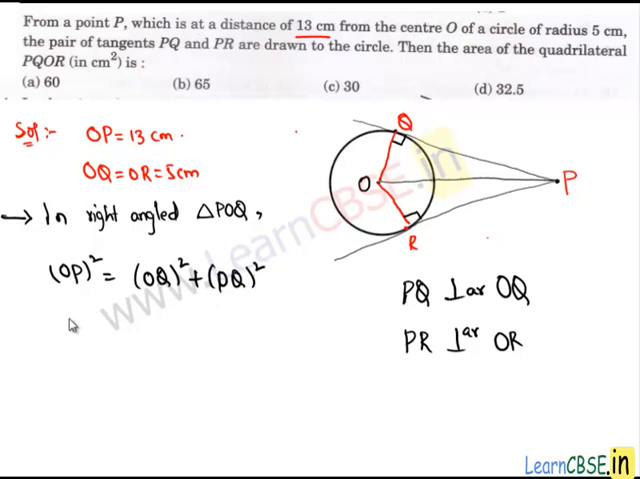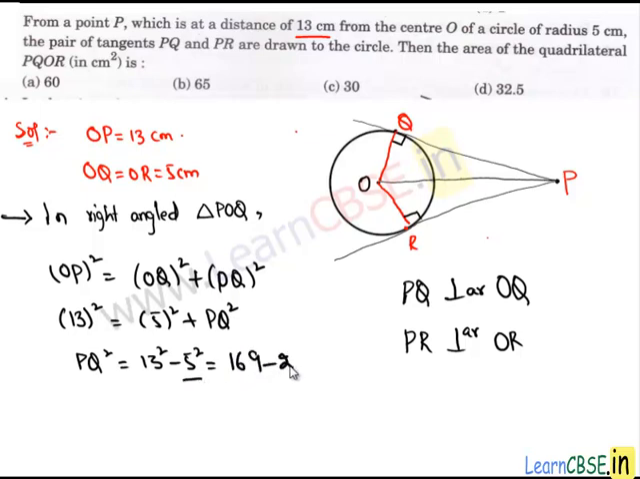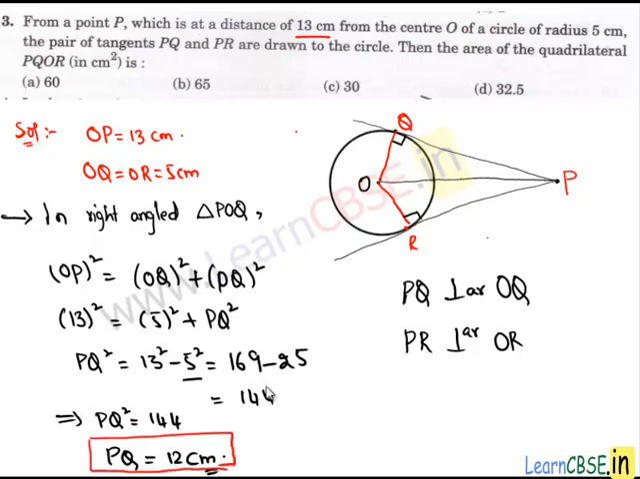Let's substitute the values. OP is 13 centimeters and OQ is 5 centimeters. By rearranging, we get PQ square is equal to 13 square minus 5 square. Here 13 square is 169 and 5 square is 25, and the difference is equal to 144. Therefore, PQ square is equal to 144. By applying square roots, we get the value of PQ is 12 centimeters. Since 144 is a perfect square, its square root is 12 centimeters. Therefore, the length of the tangent PQ is 12 centimeters.